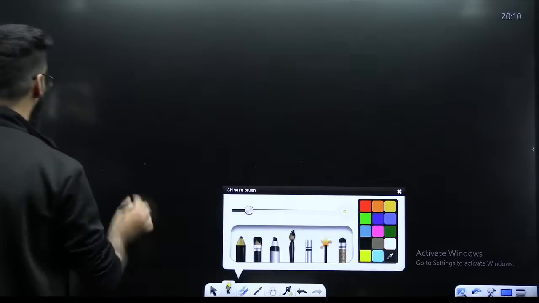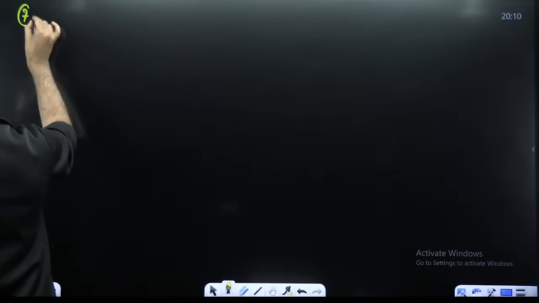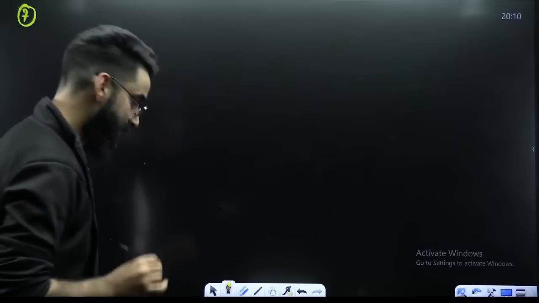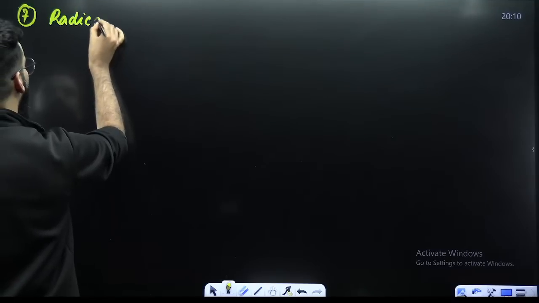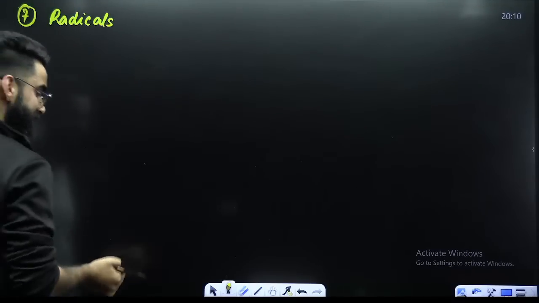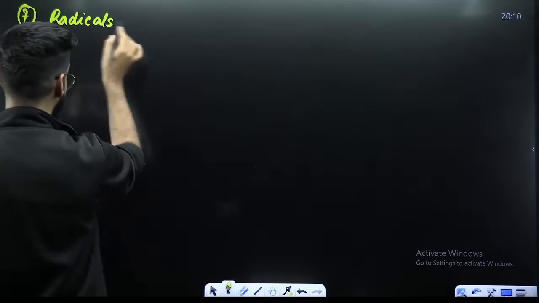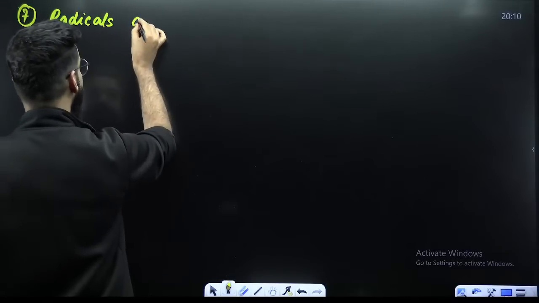Now, talking about the 7th one. The 7th one is about the radicals. What are radicals? So, let me first of all write a statement. Radicals are considered.